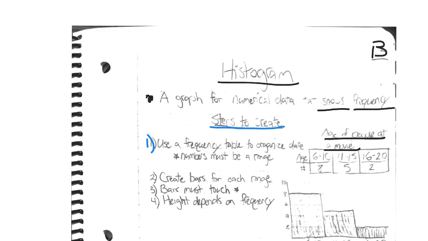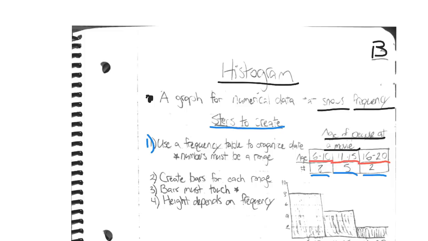We can't just say how many people in here are 10 because that's not a range of numbers. So they picked every 5 years. They said, okay, we'll see how many people are 6 to 10 years old, or 11 to 15, or 16 to 20. And then they filled in the numbers below. That's a frequency table. So 8 people were age 6 to 10, 5 people were age 11 to 15, 2 people were 16 to 20. Now that we have this table made, that helps us make our histogram.